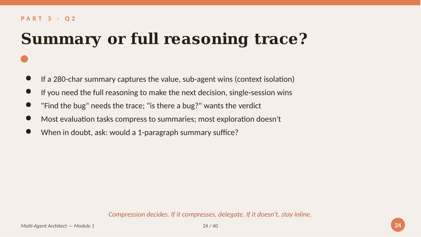Question 2. Summary or full reasoning trace. If a 280-character summary captures the value, subagent wins on context isolation. The parent gets the answer without the noise. The subagent absorbs the source material. The parent makes decisions on the compressed signal. If you need the full reasoning to make the next decision, single session wins because dispatch loses information.